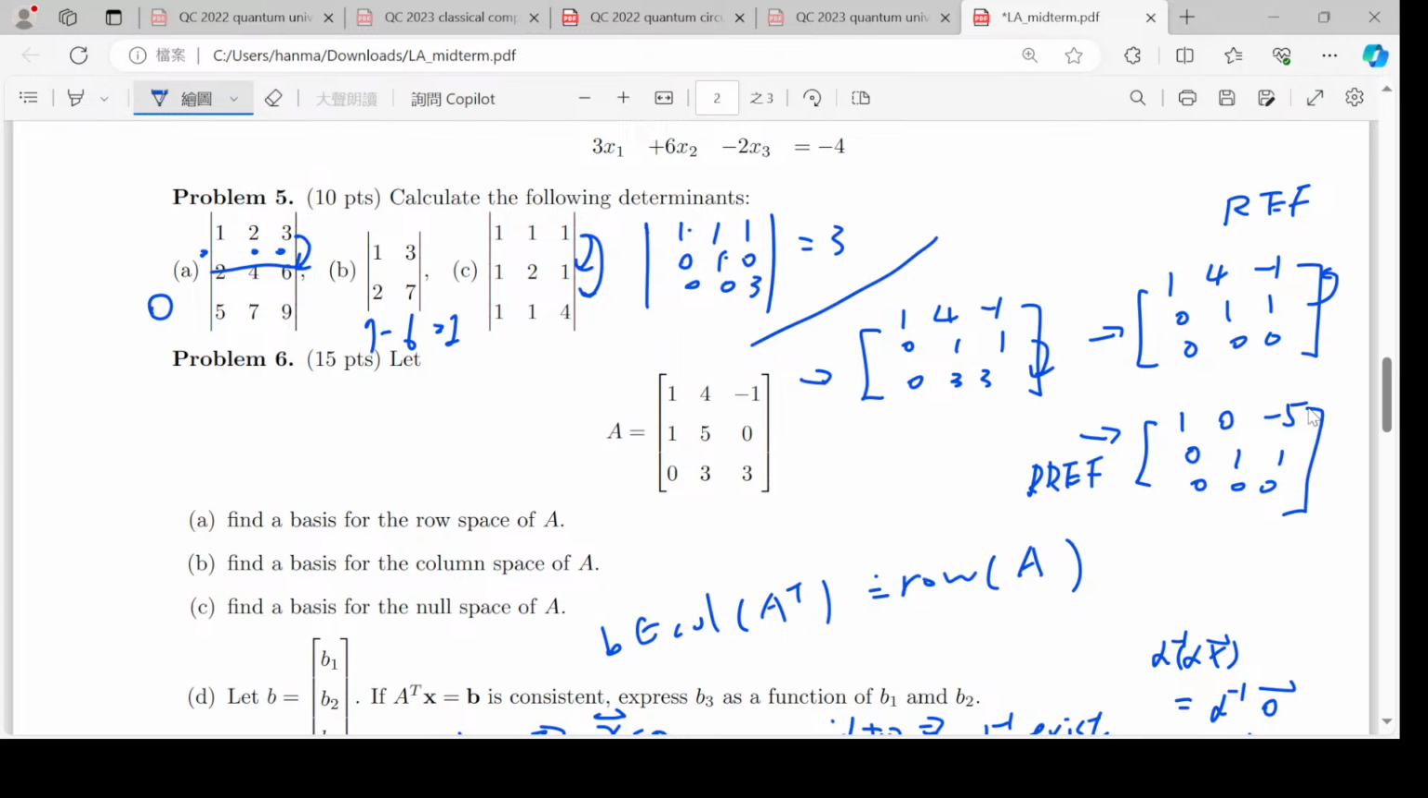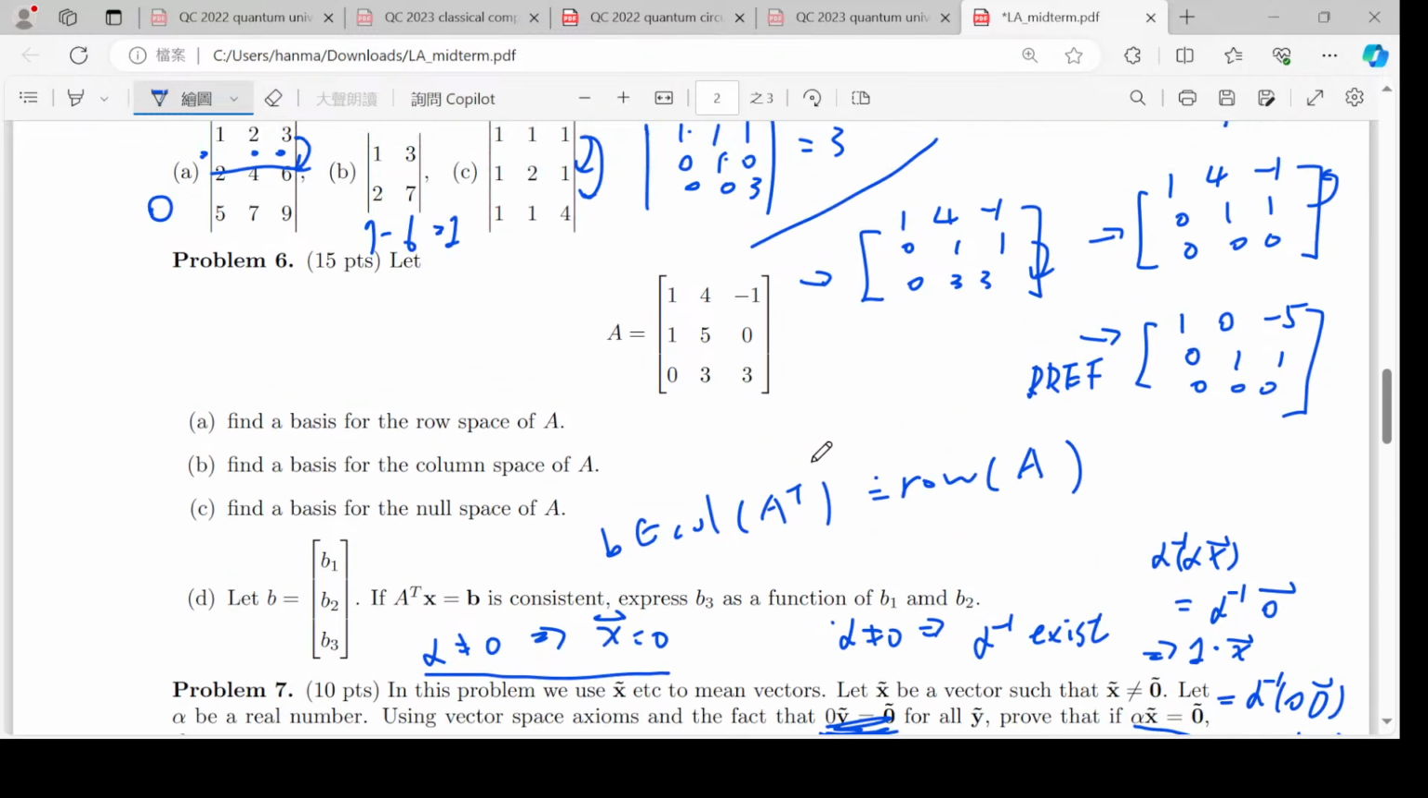Okay, and yeah, I guess so. There are multiple bases for row space and column space, but let's stick to the one we talked about in class. That is, you find the REF, so we find the REF here, and from here we can solve for everything.